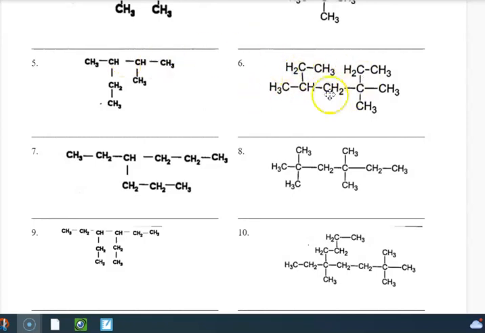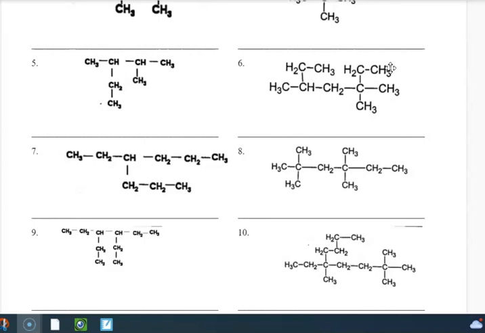Now, hopefully you can see my mouse again. So this 5 is not my longest chain. Watch, 1, 2, 3, 4, 5. Now go up, 6, 7. That's my longest chain. All right, so then we have to be really careful in how we number it.